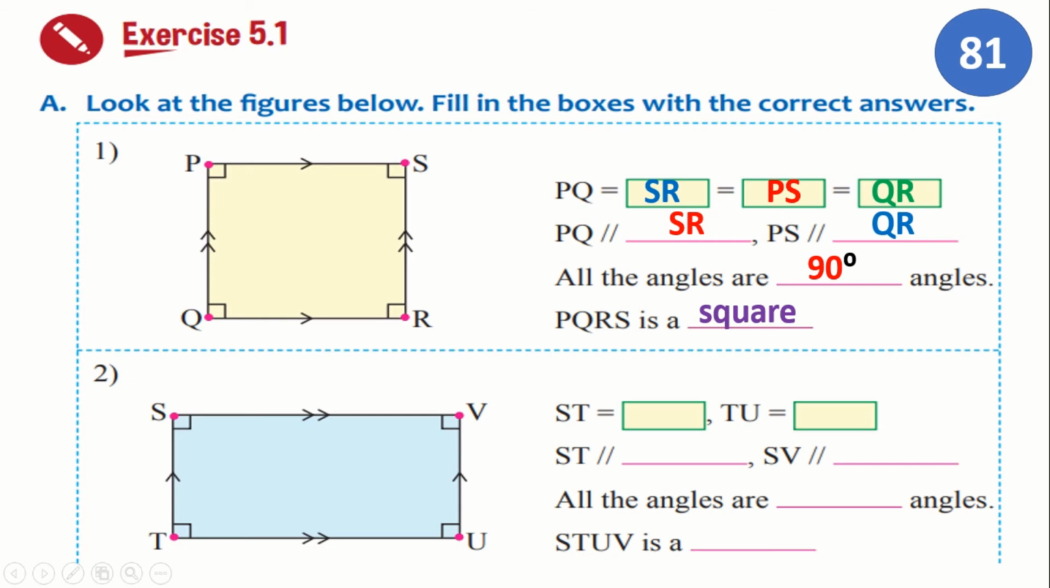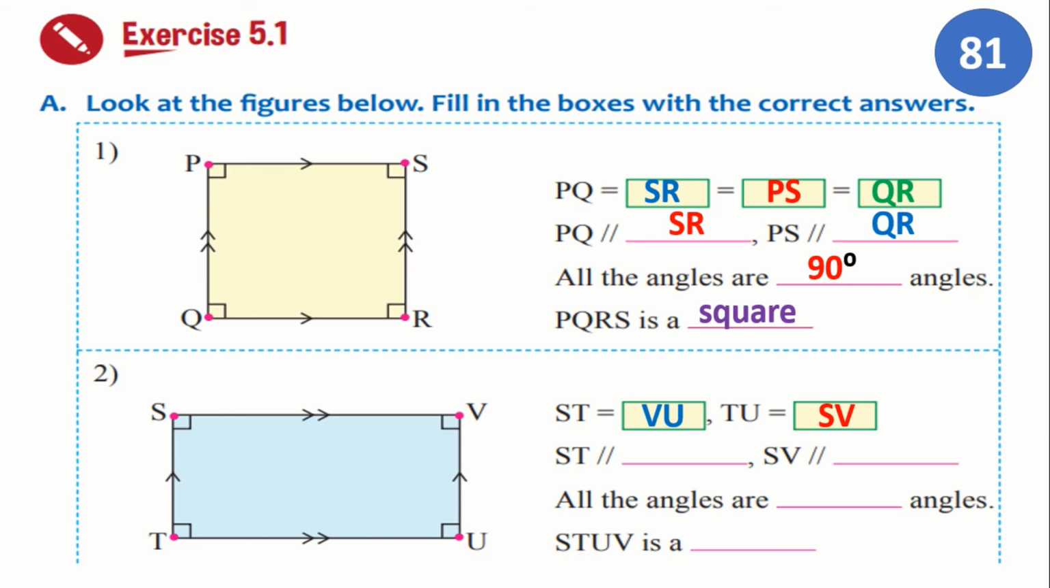Next is number 2. Look at the figure. ST is equal to its opposite side, which is VU. They are equal, they are the same. But TU, the bottom here, is equal to the top side, SV. Correct, students?